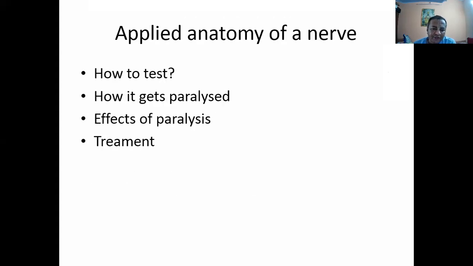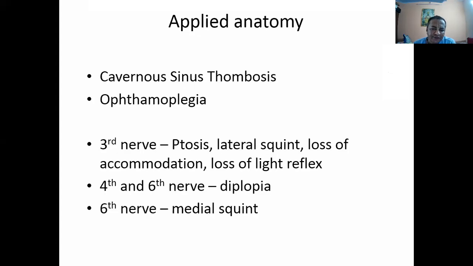So applied anatomy of a nerve: how to test, how it gets paralyzed, what are the effects of paralysis and treatment. Because they pass through the cavernous sinus, in case of a cavernous sinus thrombosis, we see the third, fourth, and sixth nerve may get paralysis. Because the third nerve gets paralyzed, there is ptosis, lateral squint, loss of accommodation, loss of light reflex. If the fourth and sixth get paralyzed, it will cause diplopia. If only sixth gets paralyzed, it causes medial squint.